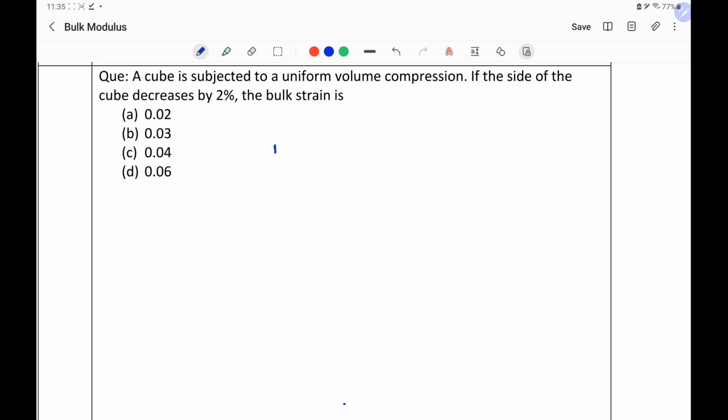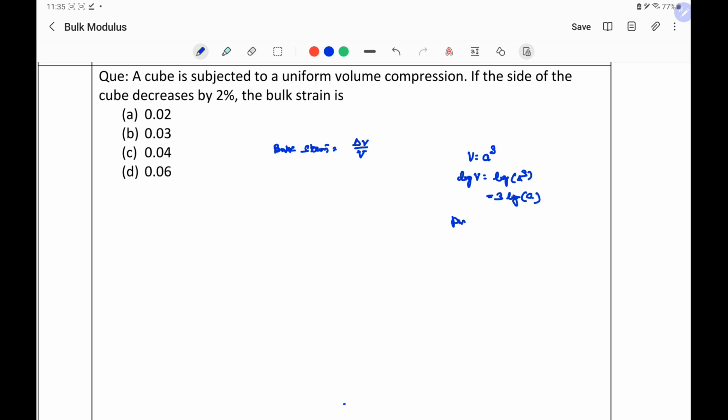The strain is delta V by V, that is, the fractional change in the volume. And for a cube, volume is the cube of the side. So we can write log V equal to log of A cube, and this can be written as 3 log A.